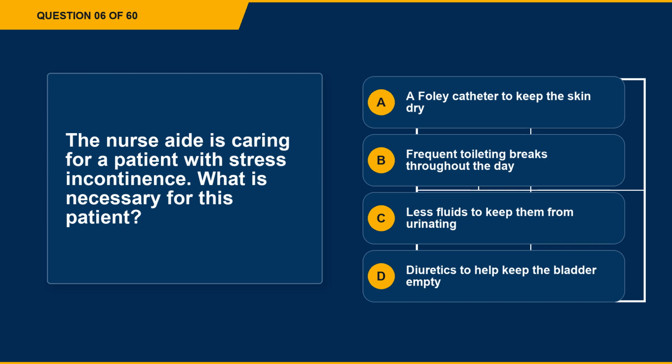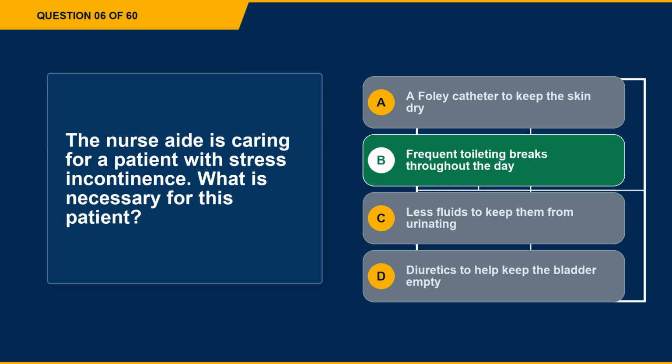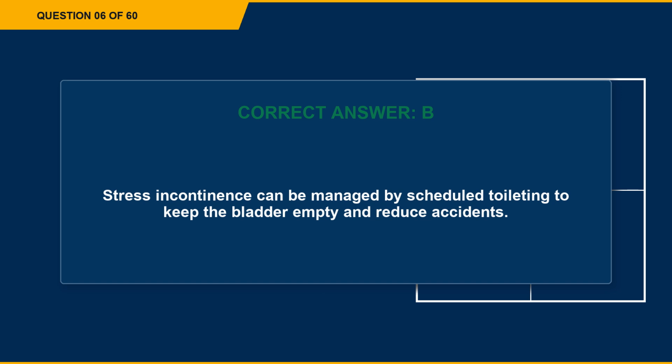Question 6. The nurse aide is caring for a patient with stress incontinence. What is necessary for this patient? Option A. A Foley catheter to keep the skin dry. Option B. Frequent toileting breaks throughout the day. Option C. Less fluids to keep them from urinating. Option D. Diuretics to help keep the bladder empty. The correct answer is option B. Frequent toileting breaks throughout the day. Explanation. Stress incontinence can be managed by scheduled toileting to keep the bladder empty and reduce accidents.